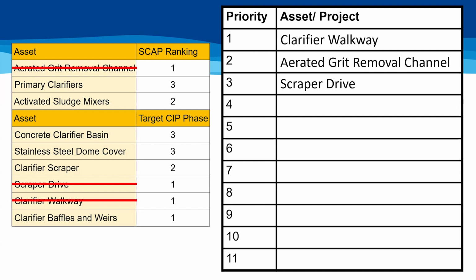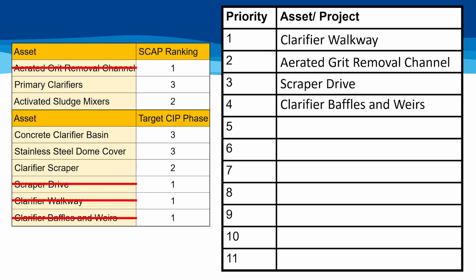The baffles and weirs on a clarifier help their functionality, and if they are dysfunctional, this could result in a regulatory issue, but I would place them behind the scraper drive in our priority list, as they would be easier to address if they suddenly gave out.